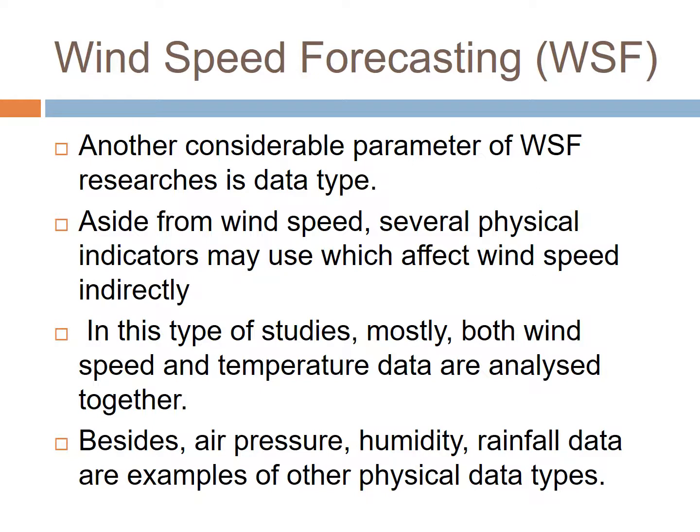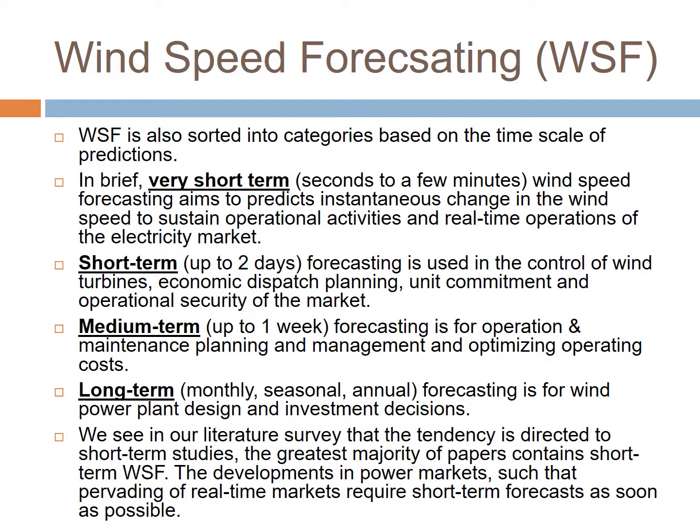Also, when we deal with wind speed forecasting, the data type is very important. For example, wind speed is an important input for wind speed forecasting. Also, temperature data is important. Besides them, air pressure, humidity, and rainfall are all examples of physical data that we need in wind speed forecasting.